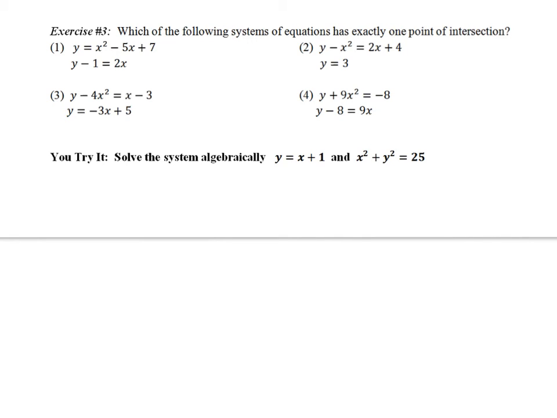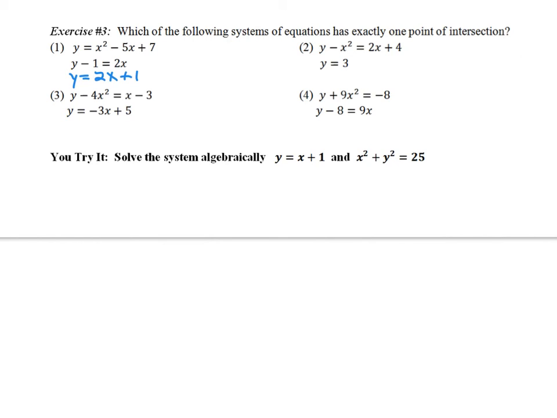So for example, with choice number 1, I'm going to enter in y1 x squared minus 5x plus 7. And in y2, let's rewrite this equation. So I'm going to have it in y equals mx plus b form, so it's going to be y equals 2x plus 1. And then I think I'll go to my table and see how many points of intersection I have, or again, I could look on the graph as well.